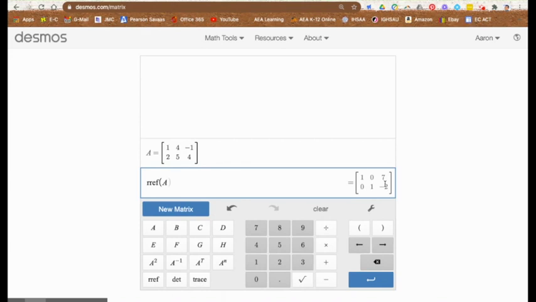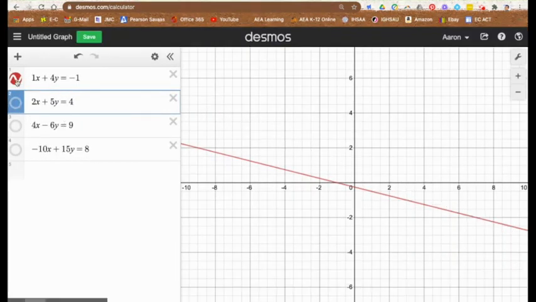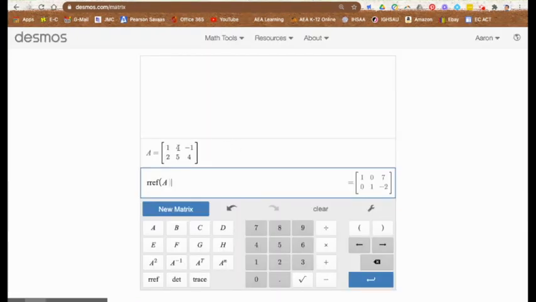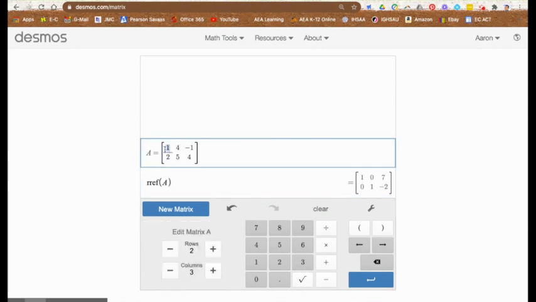And this would work for 3 equations, 3 variables. I would just have 3 rows, 4 columns, instead of having that square 3 by 3. Now, I want to show you something interesting with this. I put another example in here. My green and my purple lines don't cross. So when I do something with the matrices, I should run into an issue. So I'm going to put these in. So we've got 4, -6, which are the coefficients, 9, which is the constant, -10 and 15, the coefficients, 8, which is the constant.